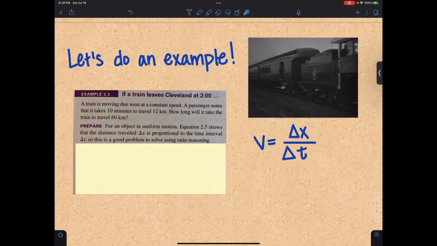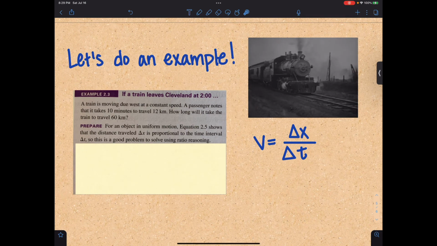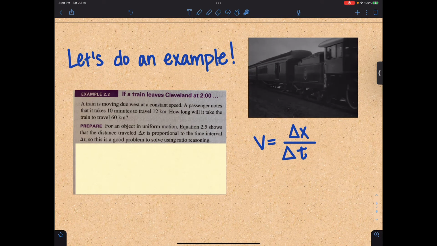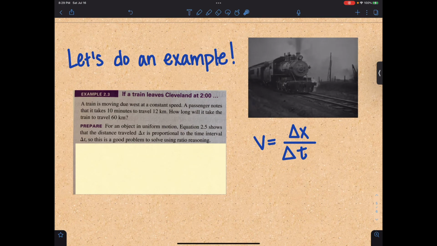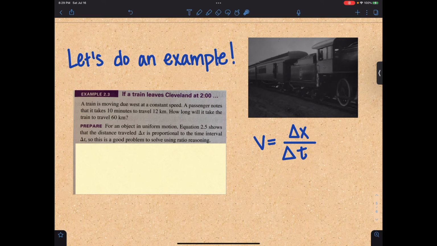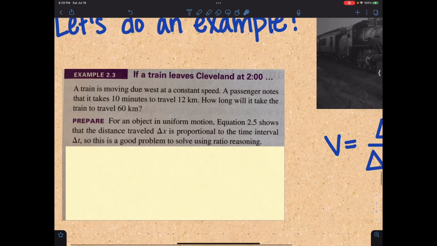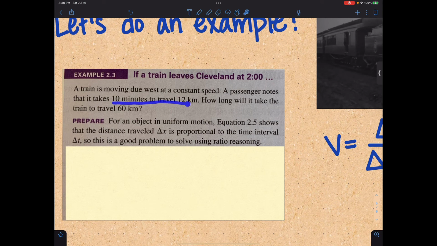This is your classic old-time example. If a train leaves Cleveland at 2 o'clock, right? We always hear about examples like this, but these are actually cool solvable problems. So it'll actually be fun. You'll come to enjoy them. Let's read what it says. A train is moving due west at constant speed. So that's important. A passenger notes that it takes 10 minutes to travel 12 kilometers. I'm going to highlight that because that part seems important. It takes 10 minutes to travel 12 kilometers. How long will it take the train to travel 60 kilometers?